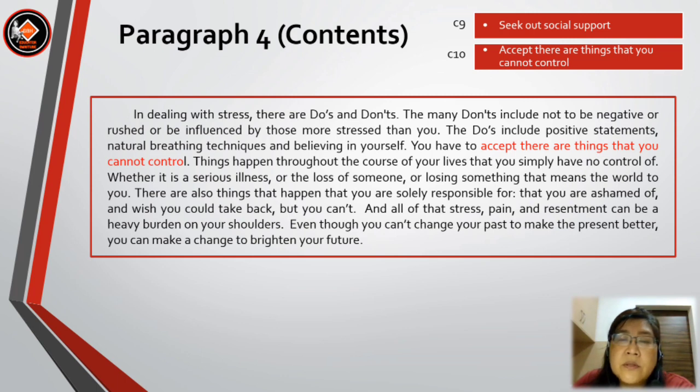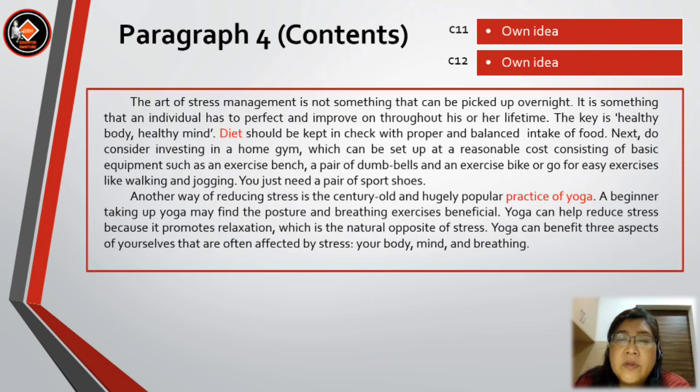Things happen throughout the course of your lives that you simply have no control of. Whether it is a serious illness or the loss of someone or losing something that means the world to you, there are also things that happen that you are solely responsible for, that you are ashamed of and wish you could take back but you can't. And all of that stress, pain and resentment can be a heavy burden on your shoulders. Even though you can't change your past to make the present better, you can make a change to brighten your future. Now for content 11 and content 12, both are your own ideas.